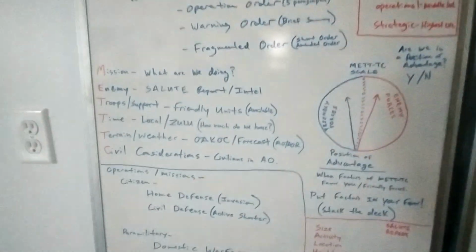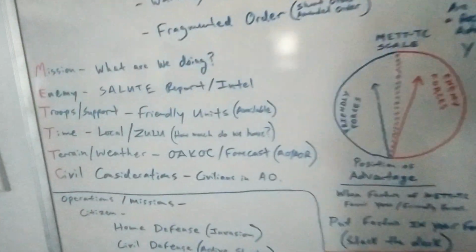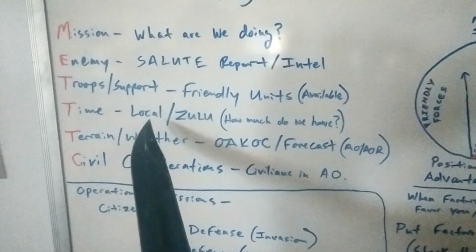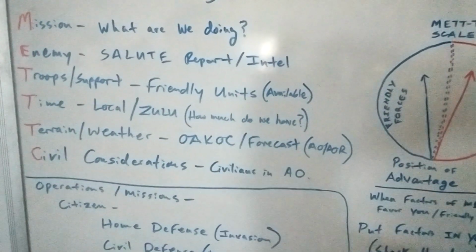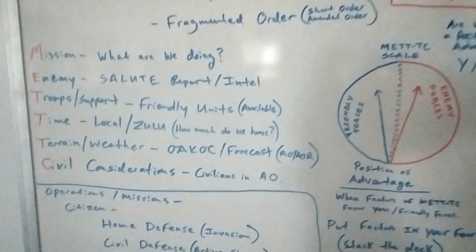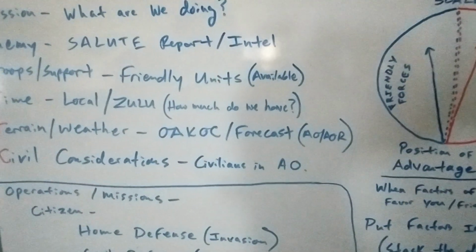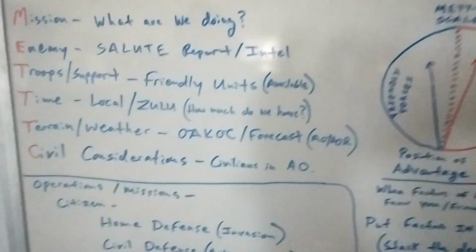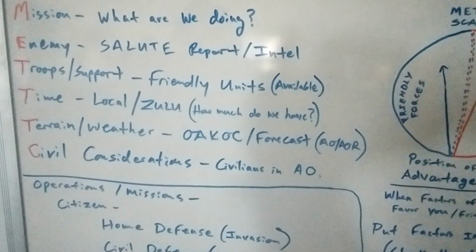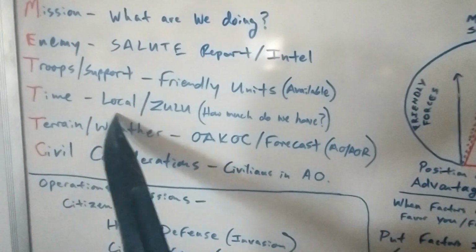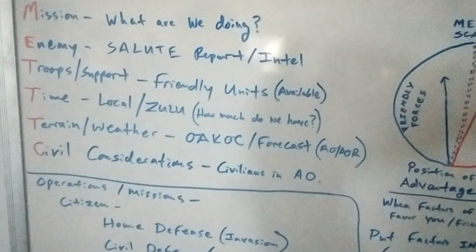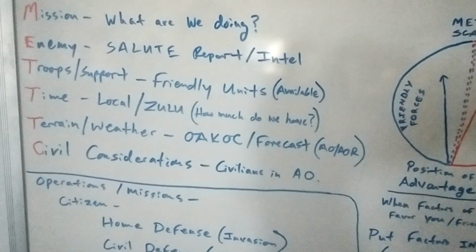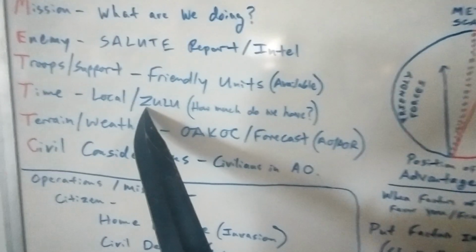How much time do we have on location? All right. So what's local time presently? What's Zulu time? How much time do we have? How much time does the enemy have? That's going to be major factors in the conduct of operations here in mission planning. Local time is self-explanatory. This is the time on target right now. Day, night, etc. Zulu time.